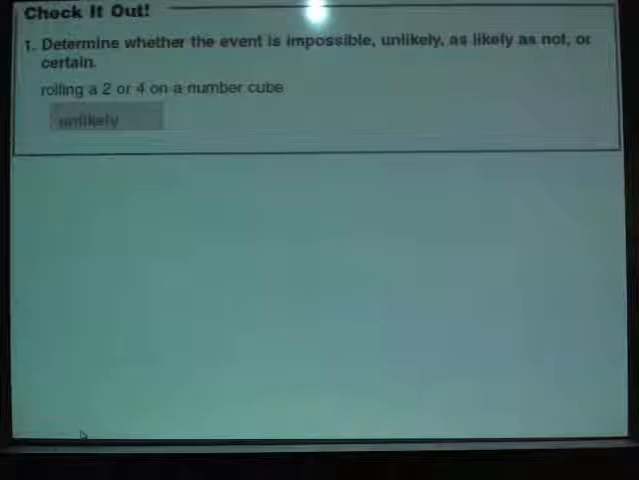So in the concluding example here, once again, they're asking us to practice using those keywords, which is what you'll spend a lot of time doing in the homework here. Determine whether the event is impossible, unlikely, as likely as not, or certain: rolling a 2 or 4 on a number cube. Well, 2 and 4 are 2 options on that number cube. What are the other options? Well, we've got 1, we've got 3, we've got 5, and we've got 6.